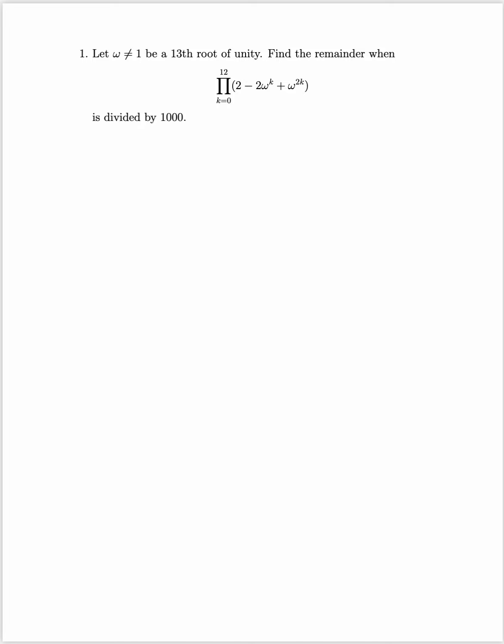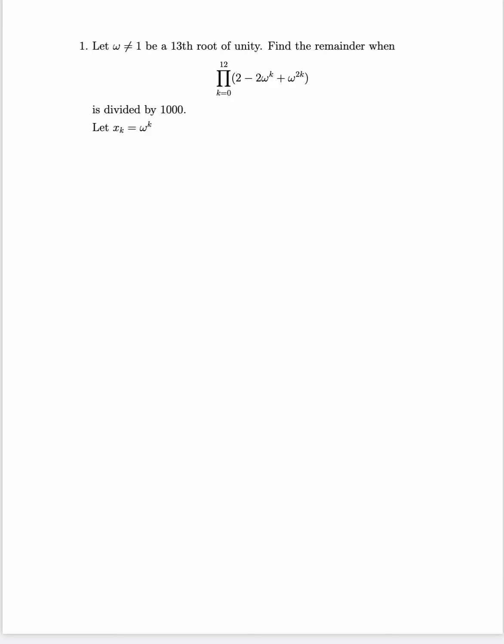We can let x_k equal omega to the k, just to make things clearer or easier to visualize. Then this is equivalent to the product from k equals 0 to 12 of 2 minus 2x to the k plus x to the k squared. And what does that represent?